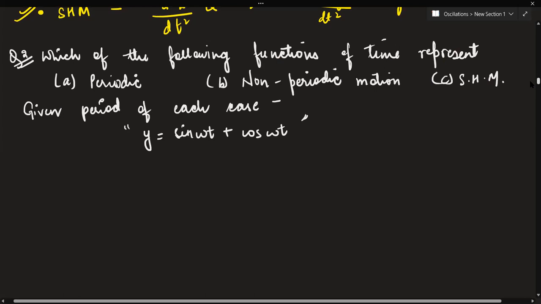Now let's take an example to understand what I was saying. y is equal to sin omega t plus cos omega t. We have to check whether this is periodic. It can be periodic as well as SHM, as we have seen SHM is a type of periodic motion. It's a combination of sin theta and cos theta. If it's a combination of sin theta and cos theta, what did I tell you? It is periodic, definitely.